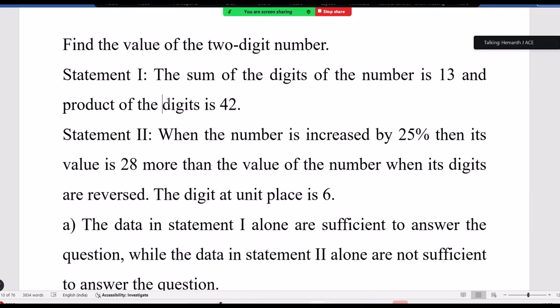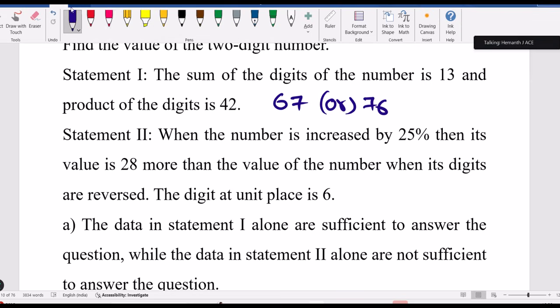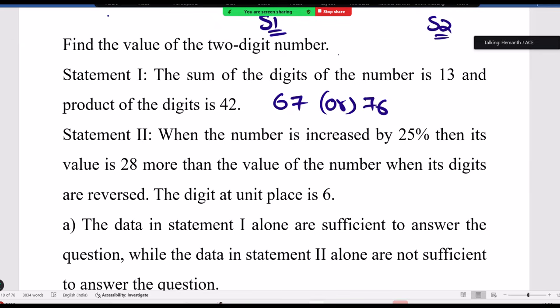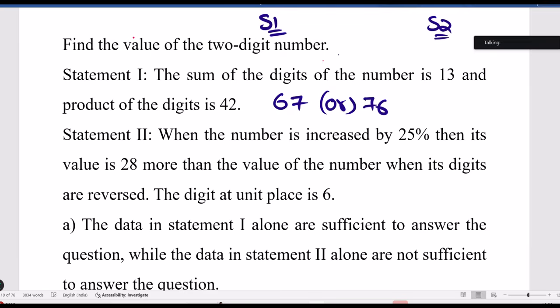The sum of the digits of the number is 13. The product is 42. It will be 67 or 76. Using statement 1 alone, we have to try alone first of all. 1 alone we have to try, 2 alone we have to try. If it is 1 alone, we are not able to answer the question, because it can be 67 or 76. As per this, it is either or. So statement 1 alone is not able to answer the question.